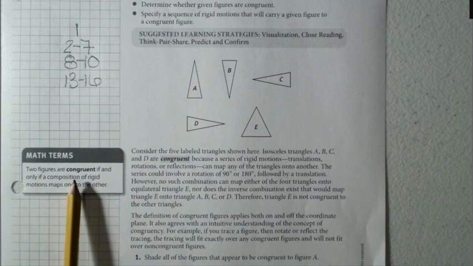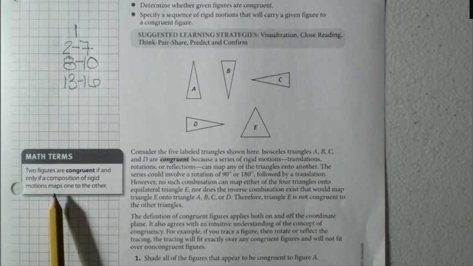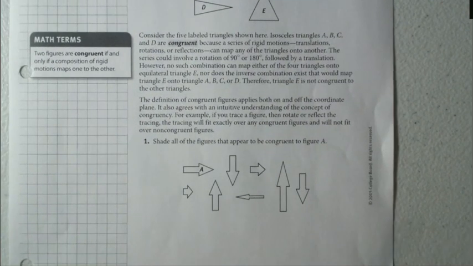2 figures are said to be congruent if and only if a composition of rigid motions maps one to the other. The definition of congruent figures applies both on and off the coordinate plane. It also agrees with intuitive understanding of the concept of congruency. For example, if you trace a figure, then rotate or reflect the tracing, the tracing will fit exactly over any other congruent figures and will not fit over non-congruent figures.